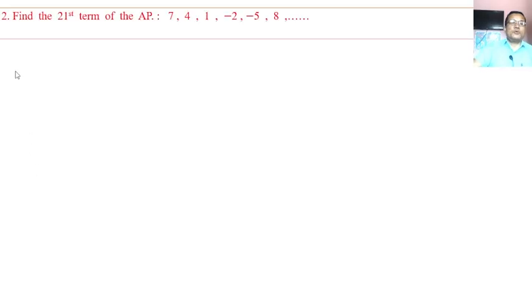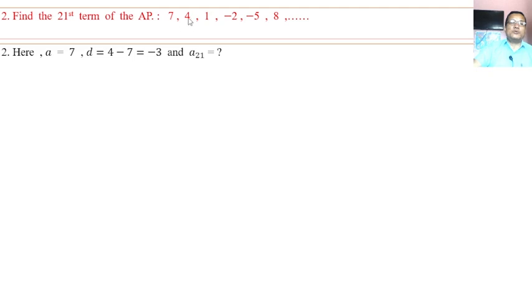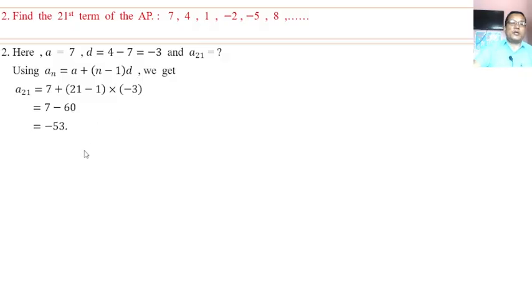For question number 2, find the 21st term of the AP. Here A, the first term, is 7 and the common difference is 4 minus 7, which is minus 3. We have to find a21. Using this formula, we get a21 equals 7 plus 20 times minus 3, which simplifies to minus 53.